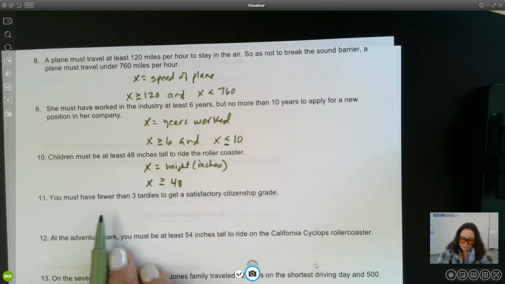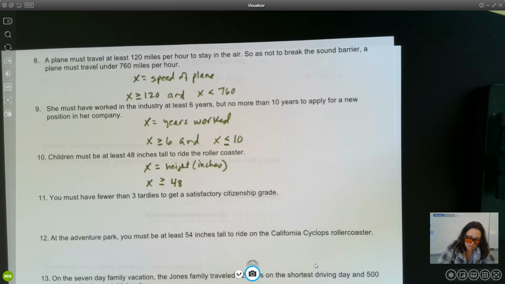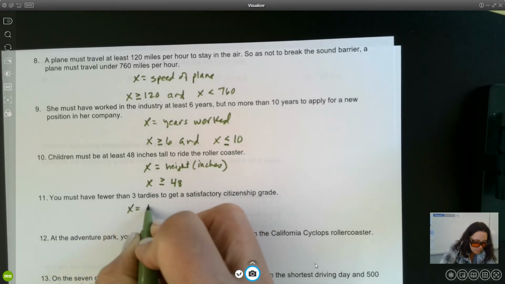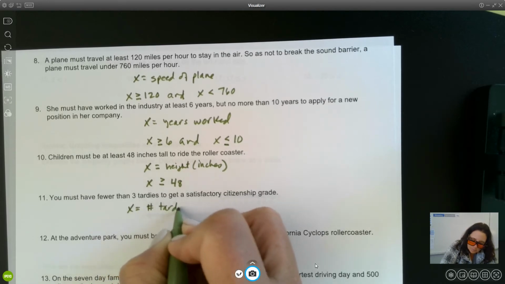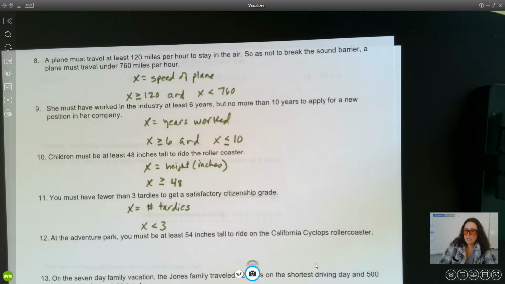You must have fewer than 3 tardies to get satisfactory citizenship grade. X equals number of tardies. Fewer than 3, can't be 3.